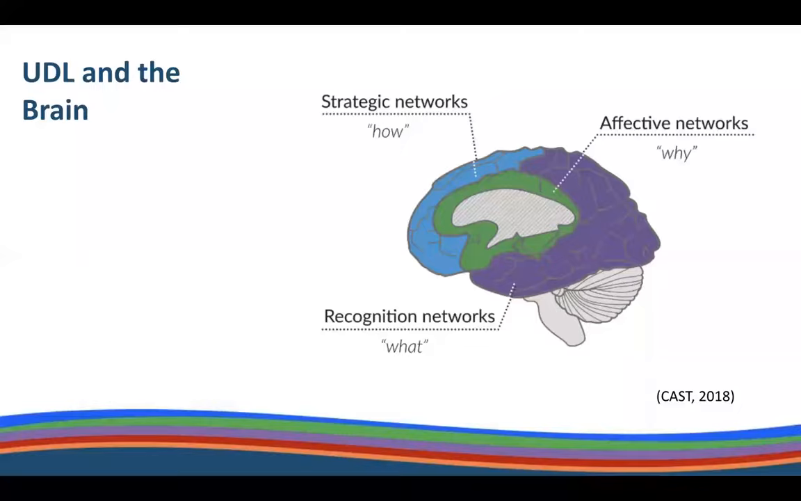And the strategic network, which connects to the how of learning and relates to how students organize and demonstrate their learning, shown here in blue. Here are a few things we know about the brain and learning.